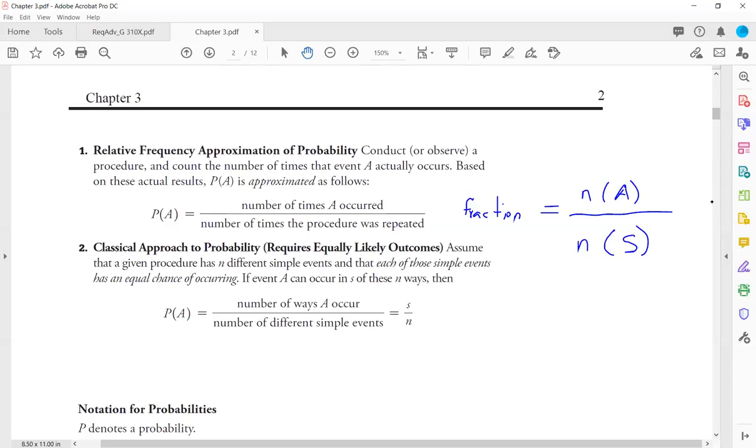In the classical approach to probability, we can say that the probability of event A is the number of ways A can occur divided by the number of different simple events, S, or N of A divided by N of S. So these are the formulas that you're going to use to calculate the probability for an event. We're going to go over some examples to feel more comfortable about this topic.